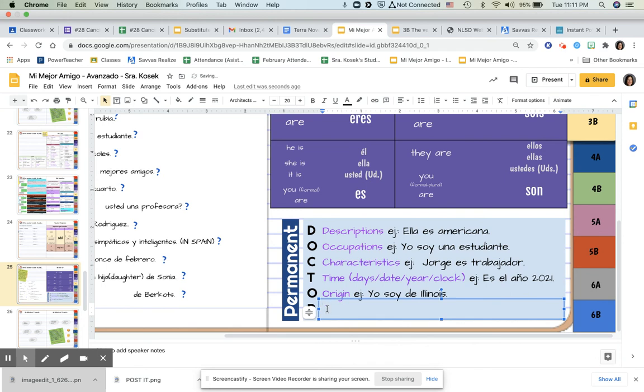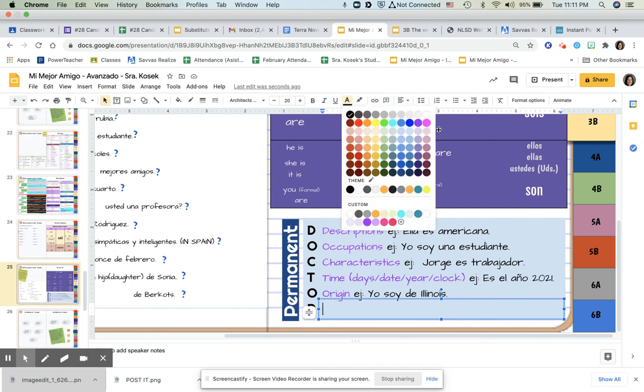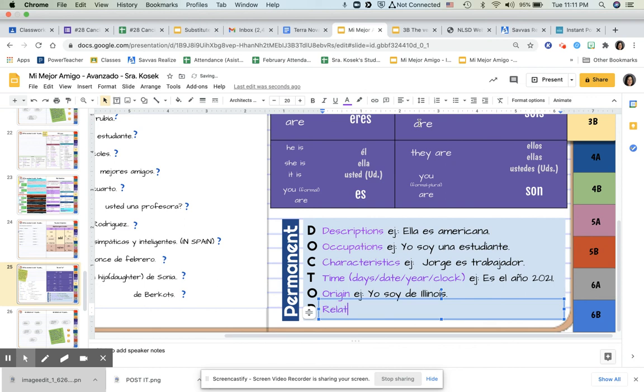Okay, origin. Moving on to the last one, which is R, and that one stands for relationships. So relationships is kind of obvious. It's telling you your relationship with somebody. It could be your family relationship. She is my daughter. He is my father. It could be friendship. He is my best friend. He is my classmate. You could also do even romantic, in the sense that he is my husband.